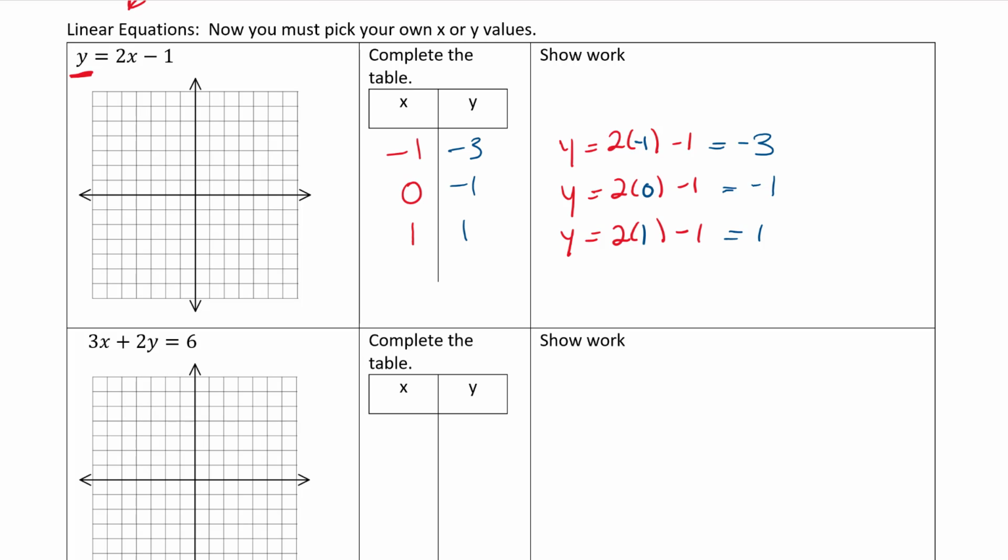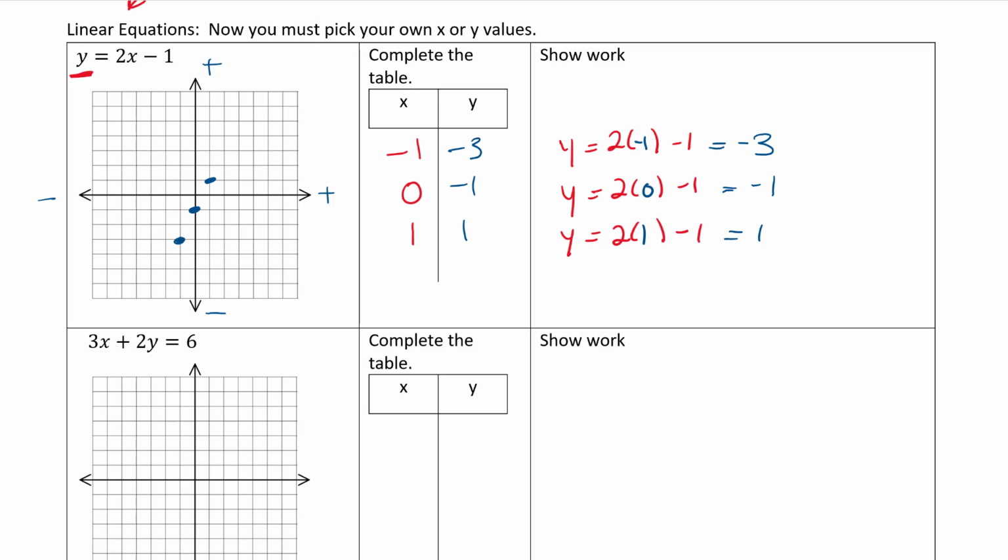So I'm going to plot that. -1 goes left 1, and then -3 goes down 3. So -1, -3 is there. 0, -1 goes left and right nothing, and then down 1. 1, 1 goes right 1 and up 1.